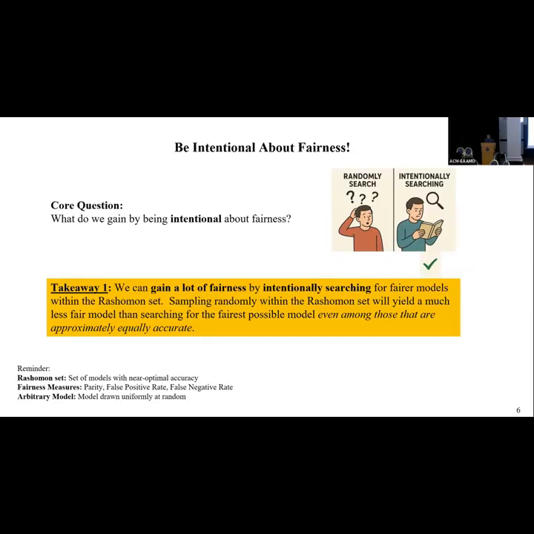One main research question, probably the most important that we explore in this work, is what do we gain by being intentional about fairness? More precisely, what do we gain by intentionally searching over the Rashomon set to find the fairest model, as opposed to choosing an arbitrary model from the Rashomon set? We find that we can gain a lot of fairness and efficiency through intentionality. Rather than sampling randomly within the Rashomon set, if we search intentionally, we will find a model that is more fair than a random search.